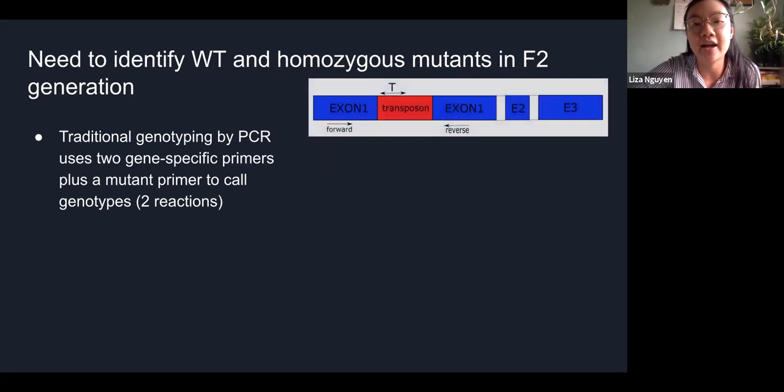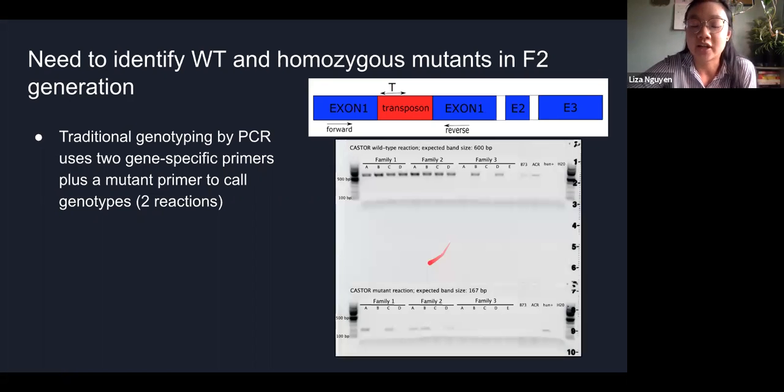If you remember, Chio had identified a transposon insertion in castor and pollux. So I could perform the traditional genotyping by PCR using a forward and a reverse primer, along with a primer to help identify whether or not the transposon is there. Here I'm showing you some genotyping results. I run my two reactions with my forward and reverse, and also one with my mutant primer, in order to determine what the genotypes of my individuals are.